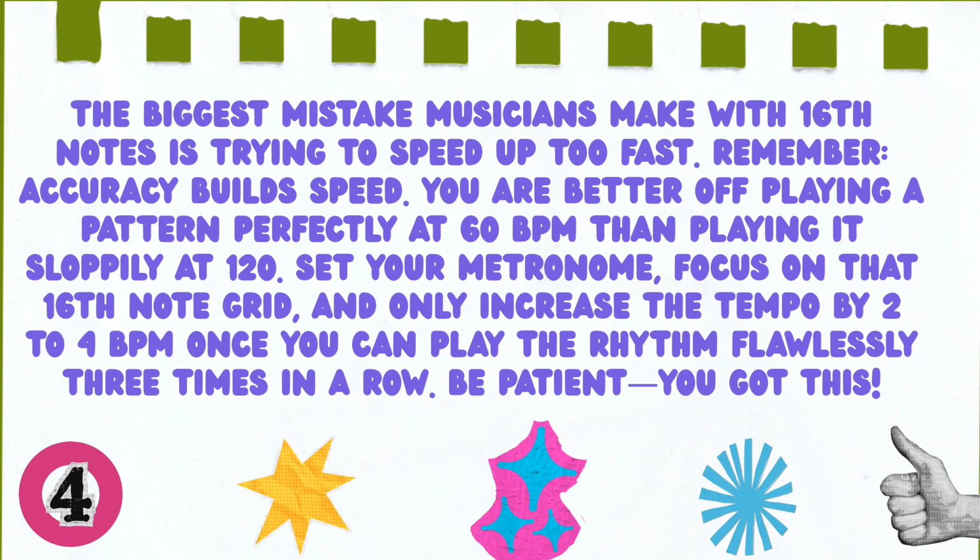The biggest mistake musicians make with 16th notes is trying to speed up too fast. Remember, accuracy builds speed. You're better off playing a pattern perfectly at 60 BPM than playing it sloppily at 120. Set your metronome, focus on the 16th note grid and only increase the tempo by 2 to 4 BPM once you can play the rhythm flawlessly 3 times in a row. Be patient, you got this.